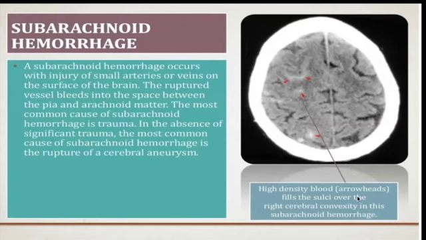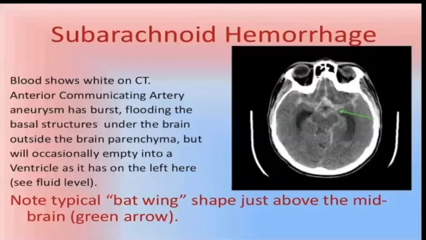And now these high density blood, the areas where the red arrows are pointing, this is showing us that there is a subarachnoid hemorrhage, or they are filled with blood, because this patient has a subarachnoid hemorrhage. So let's proceed.